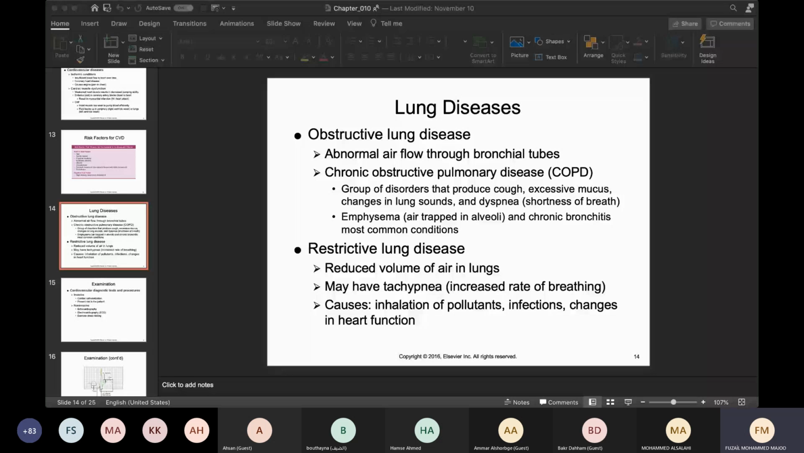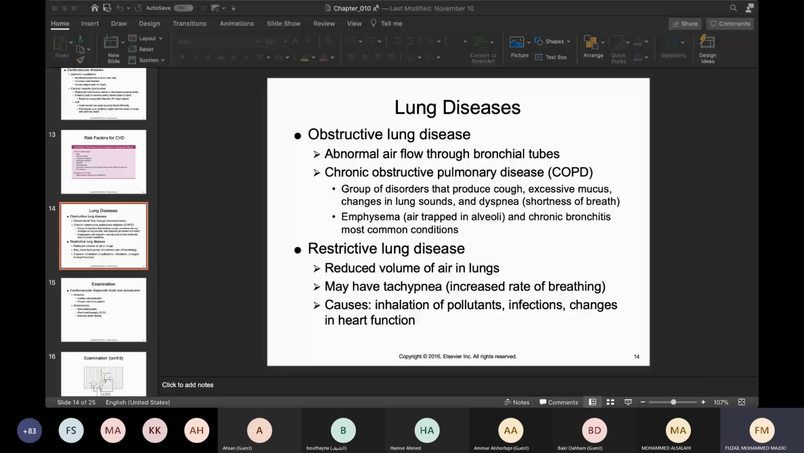Emphysema is horrible, chronic obstructive pulmonary disease. So in these individuals that suffer from COPD, they end up coughing a lot. They have a lot of mucus that's coming out. The sounds of the lungs are different. Also, they're not able to breathe enough, so they have shortness of breath. And when you look at emphysema, this is just air that's stuck inside the alveoli. It results from chronic bronchitis being the most common condition contributing to it. Again, you see this in smokers.